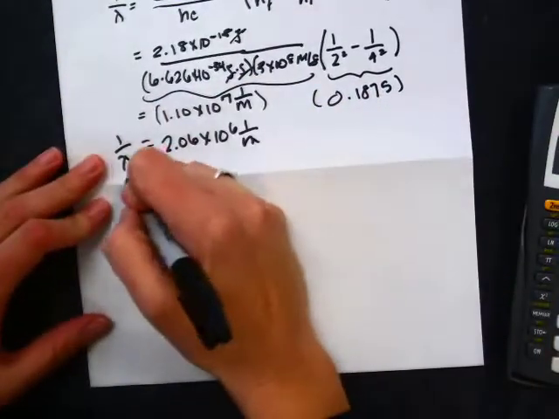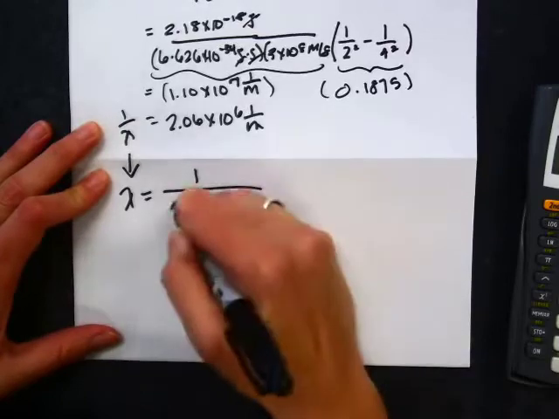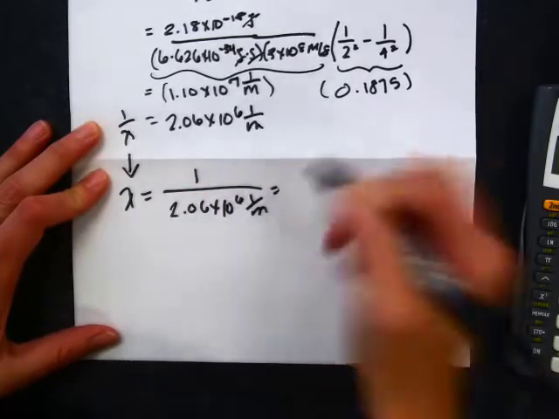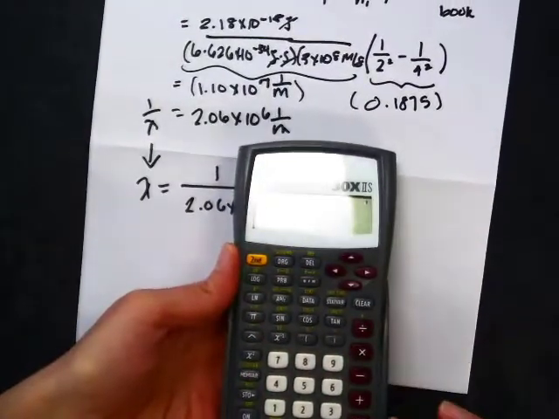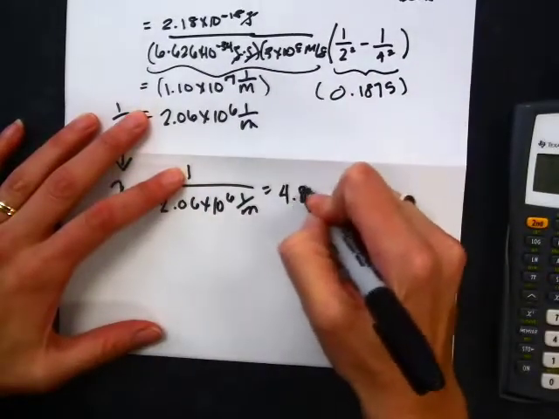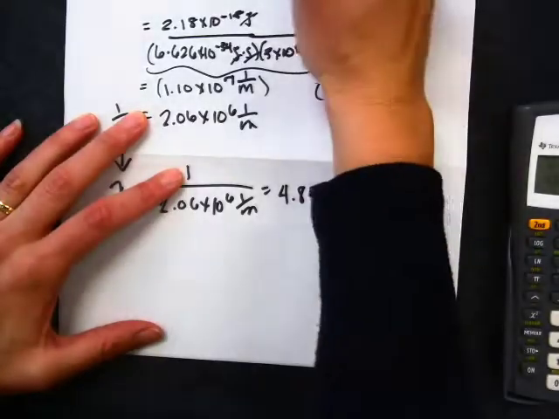So now the wavelength would be 1 over that, right? Like 1 over the wavelength would be the wavelength. I'm taking the reciprocal, right? That's what I'm doing. I'm just flipping everything upside down. Right now it's 2.06 times 10 to the 6 over 1, so I'm flipping that, and I just put that in my calculator. 4.85 times 10 to the minus 7th, and that would be meters.